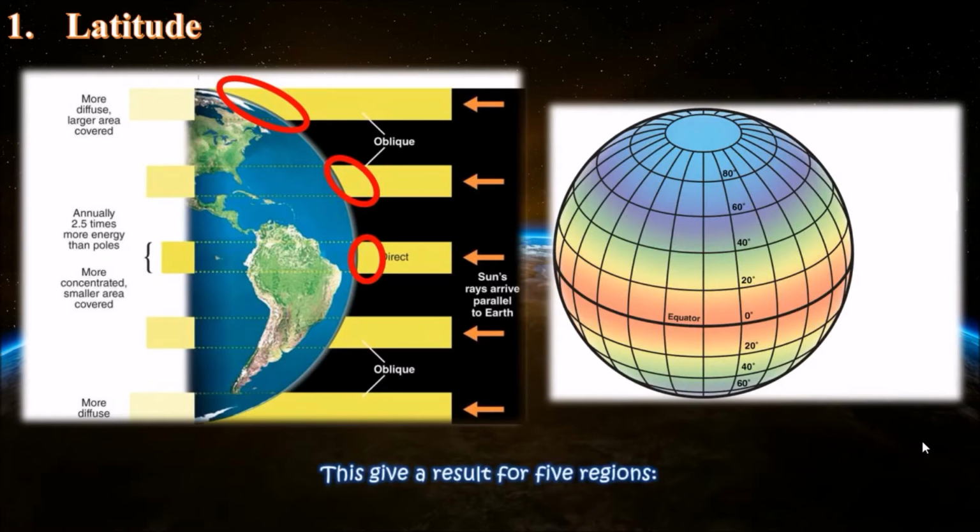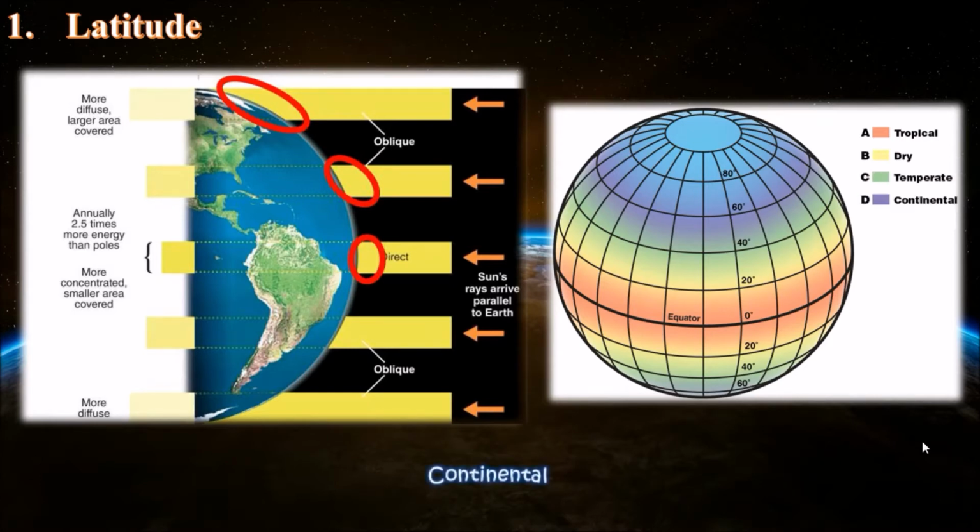This gives a result of 5 regions: tropical, dry, temperate, continental, polar.